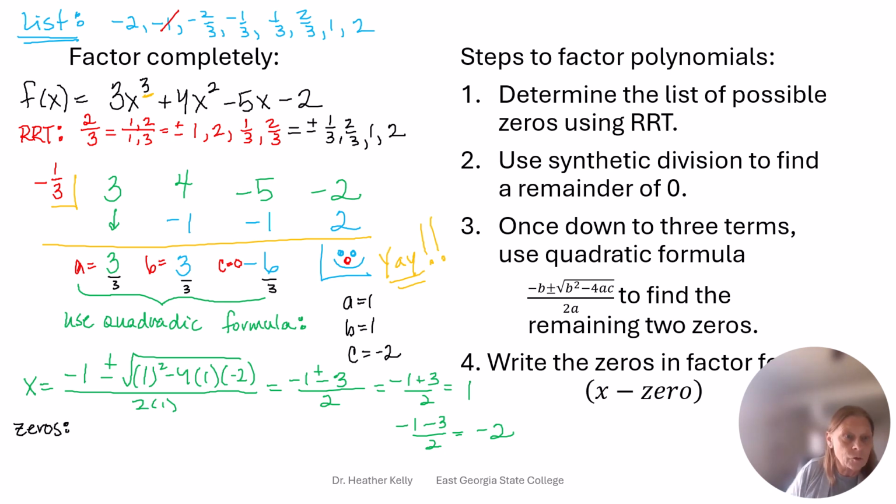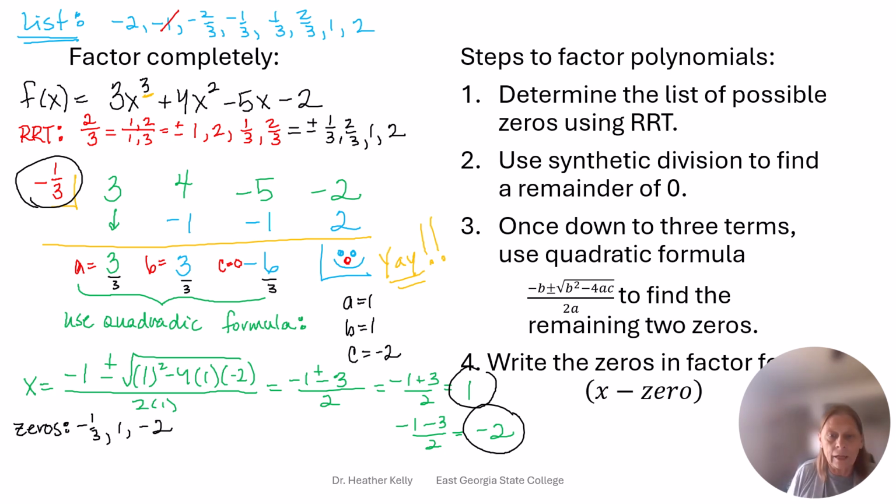So our zeros were 1/3. That's one of them. We expect 3. We got 1 from our synthetic division, and we got 2 of them from our quadratic formula. So our zeros are -1/3, 1, and -2.